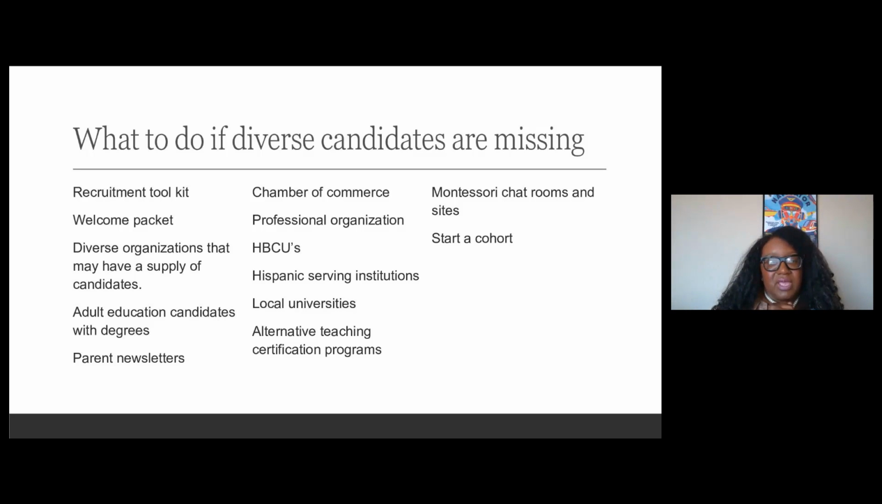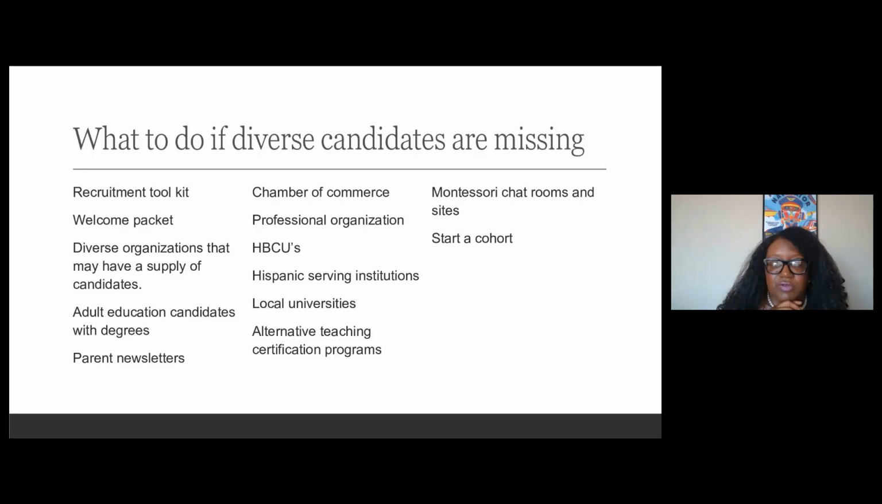Diverse organizations that may have a supply of candidates. So reach out to different organizations where qualified candidates might be. We talked about adult education candidates with degrees. These are typically in ESL programs. Oftentimes, they may be at the tail end of a program, and so you may be able to help them go through an alternative certification program. Cheryl spoke about that yesterday, that they're looking at moving community members into alternative teaching certification programs.